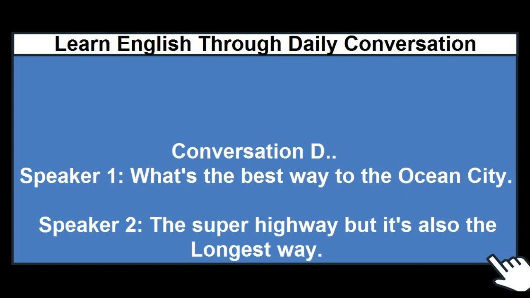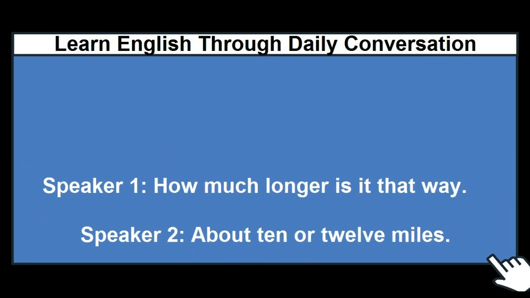Conversation D. Speaker 1: What's the best way to the Ocean City? Speaker 2: The superhighway, but it's also the longest way. Speaker 1: How much longer is it that way? Speaker 2: About 10 or 12 miles.